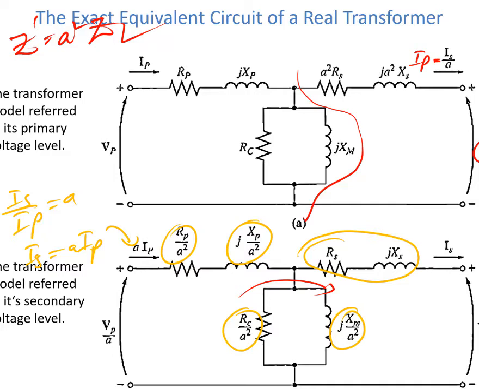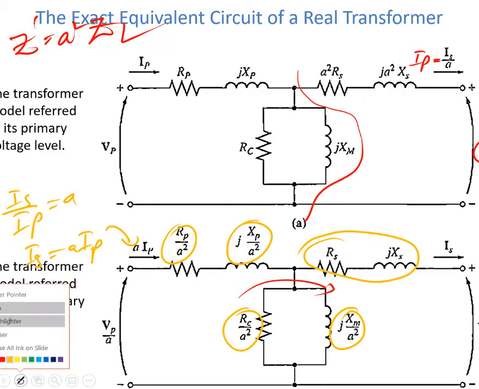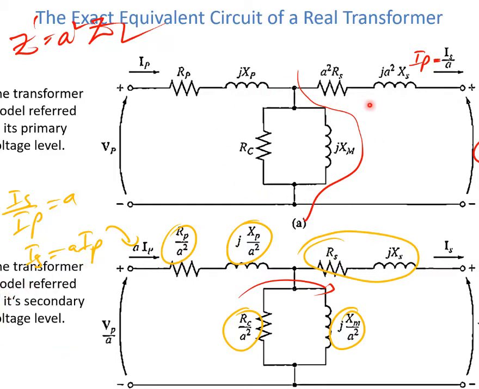So if we are transforming to the primary side, we can use this top figure that shows all the impedances transformed to the primary side, and the bottom figure shows that all the impedances are transformed toward the secondary side of the transformer.